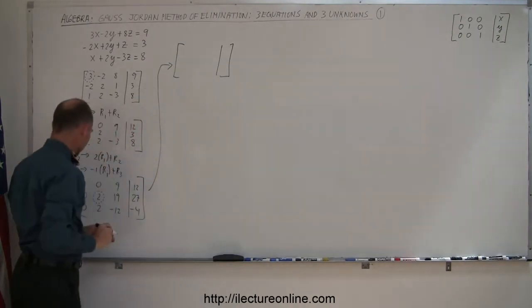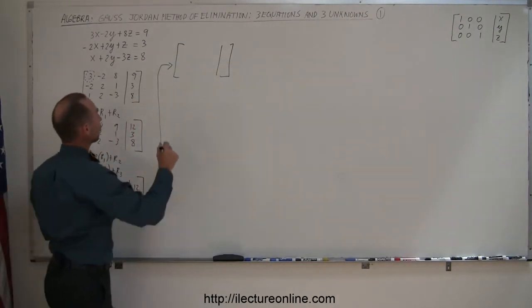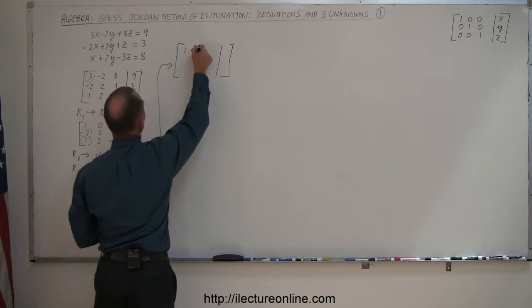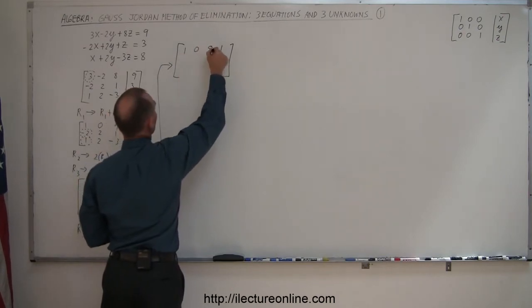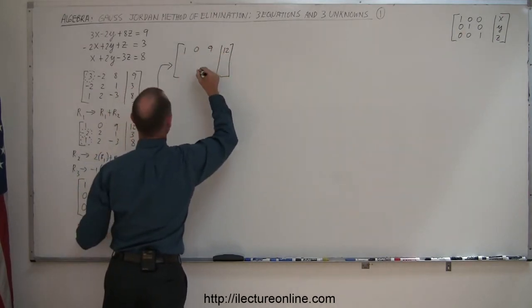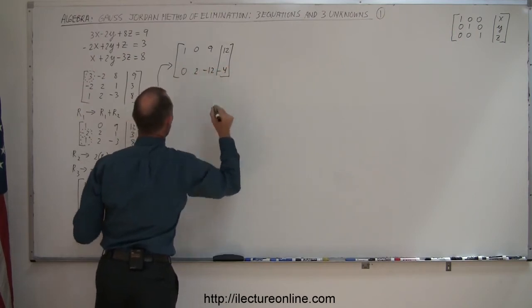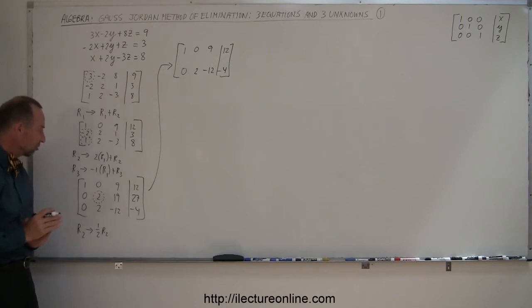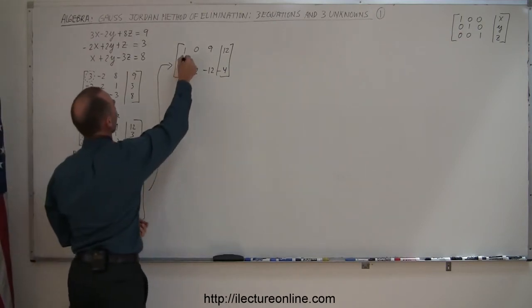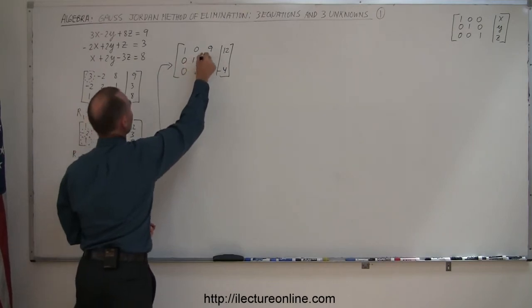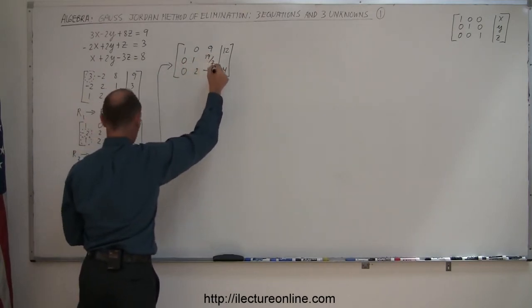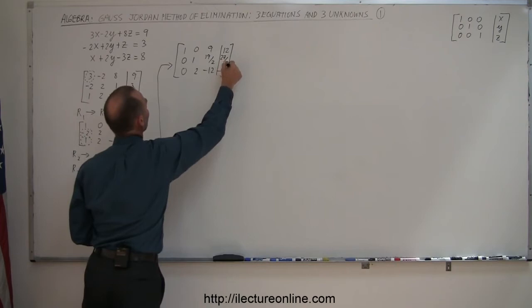Okay, what is not changing? Of course, row 1 and row 3 are not changing. So I get a 0, a 1, a 0, a 9, and a 12. And I have a 0, a 2, a -12, and a -4. So row 1 and row 3 are not changing. Row 2, I'm simply taking half of what I had there before. So this becomes 0, 1, 19 divided by 2, and 27 divided by 2.